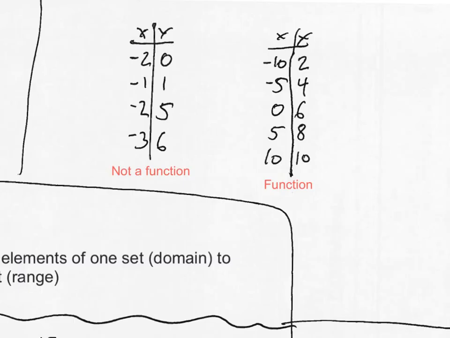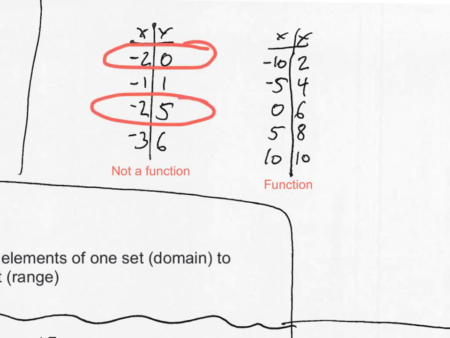The table on the left is not a function because the input of -2 is mapped to both 0 and 5. The table on the right is a function because each input is mapped to exactly one output.